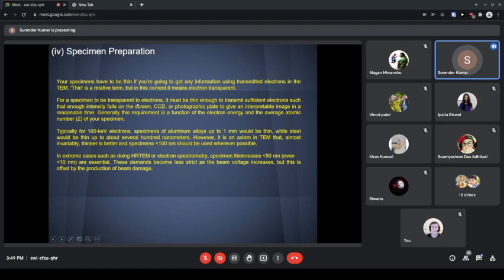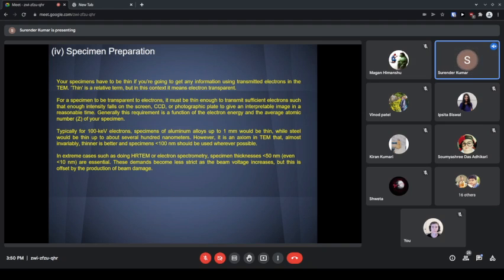For a specimen to be transparent to electrons, it must be thin enough to transmit sufficient electrons such that enough intensity falls on the screen. For example, if you want to measure thin films, you know that thin films are on some supported substrate. So it is not like you can directly put the thin films in the microscope, because the sample holder is different basically.